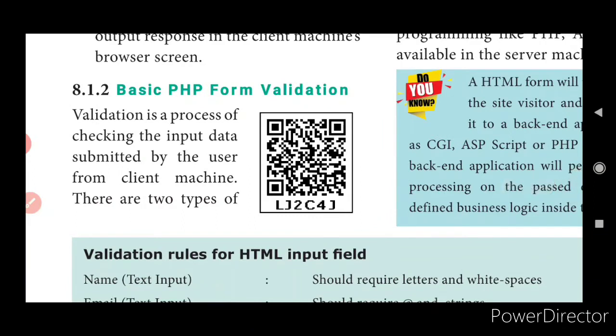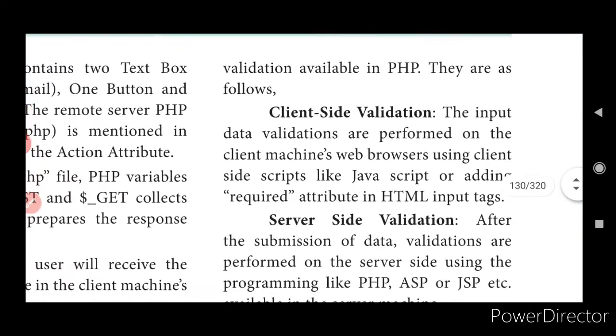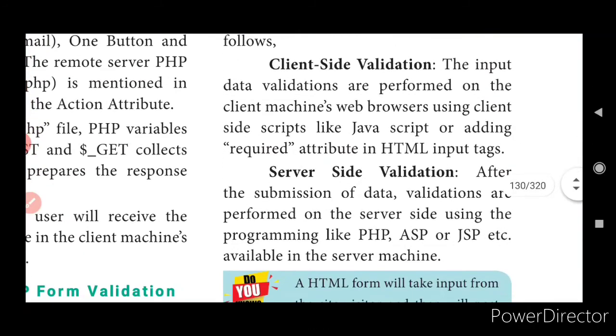Next, PHP form validation. Validation is a process of checking the input submitted by the user from the client machine. What is validation actually? Whatever data we have submitted will be checked. There are two types of validation available in PHP. One is client-side validation. The other one is server-side validation.